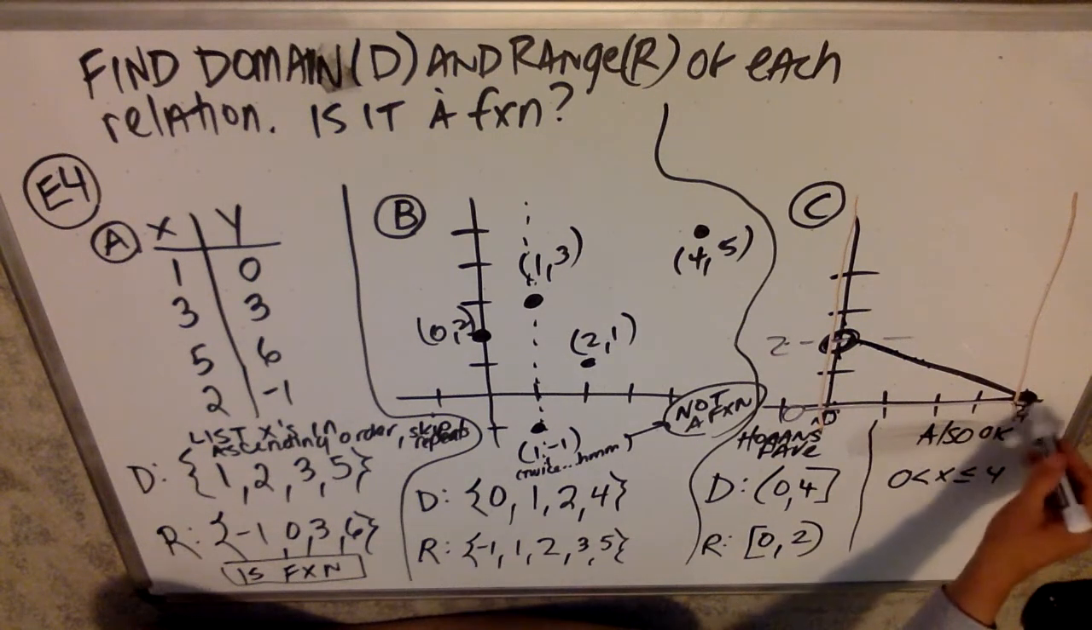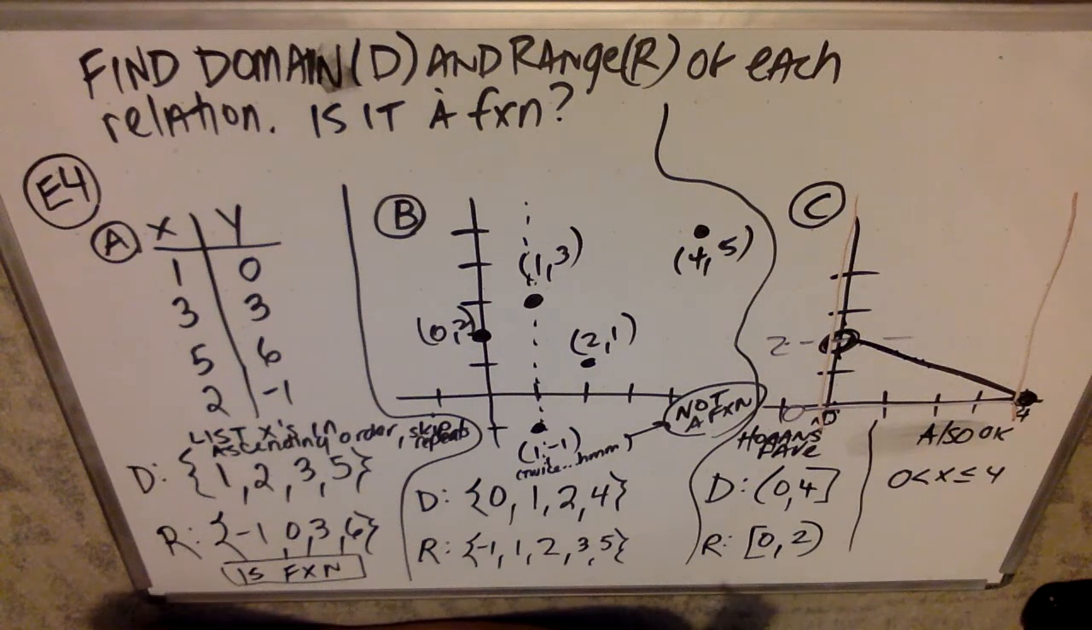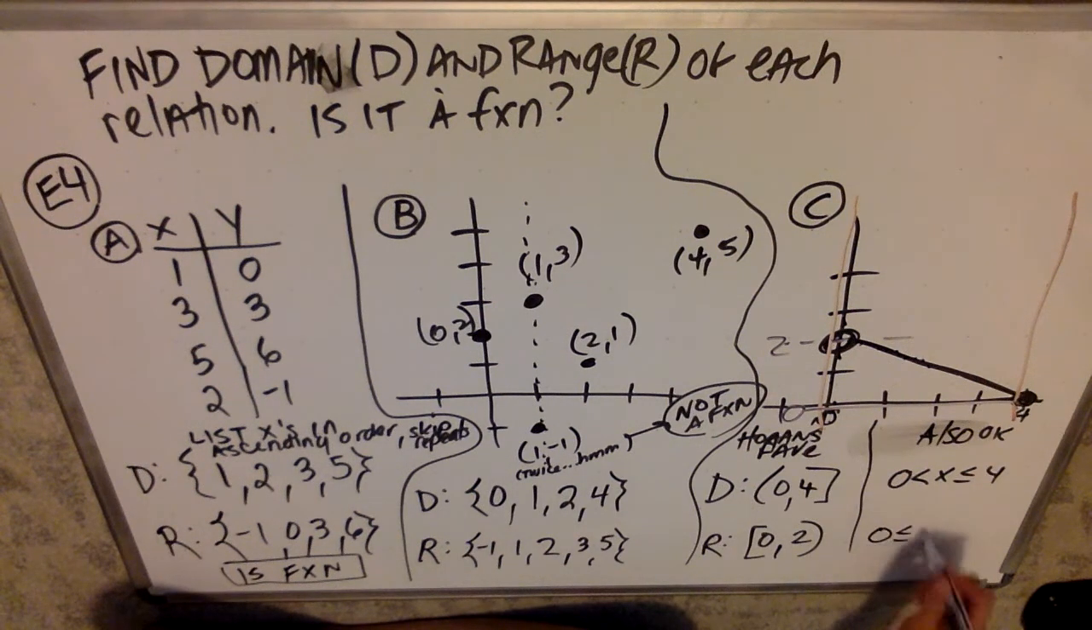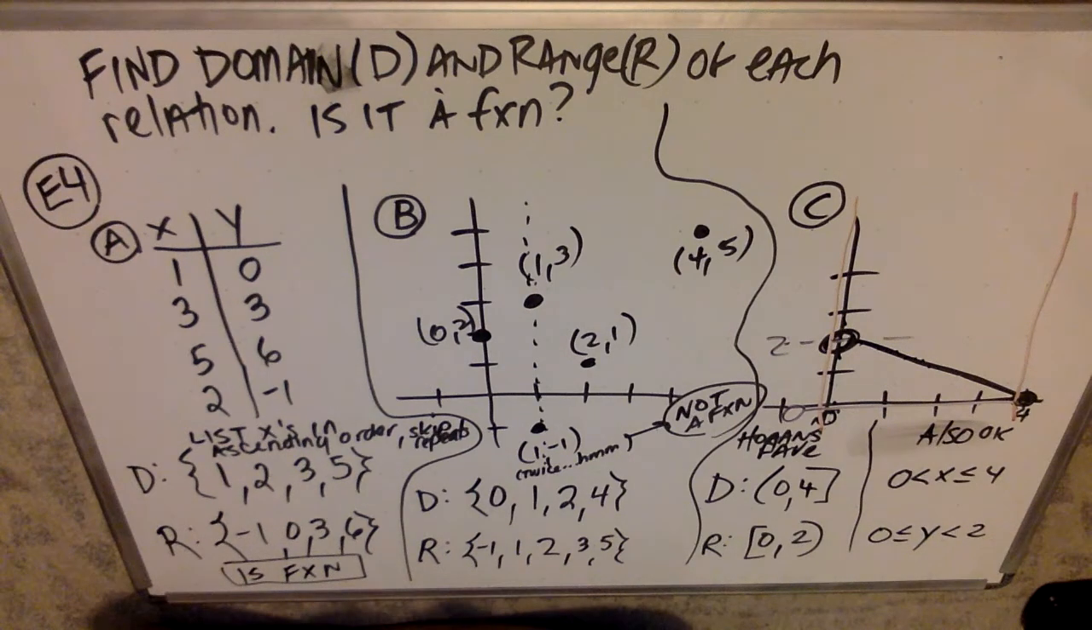Notice that the 0 has a closed dot, so the graph actually hits 0, and then it goes up to 2. The other way to write that is 0 is less than or equal to y is less than 2. Notice that for range, it's not x, it's y.